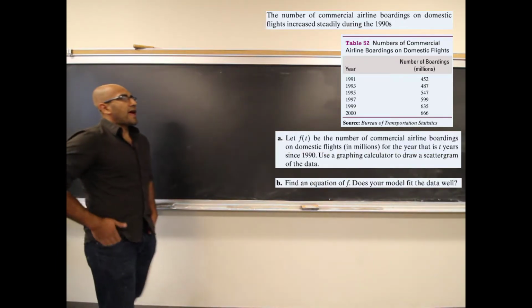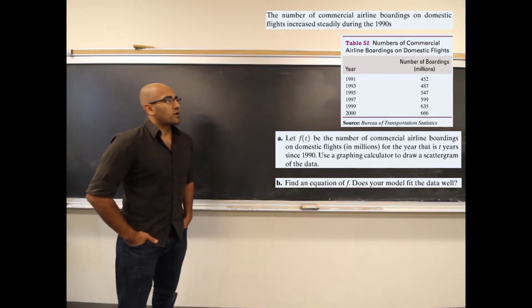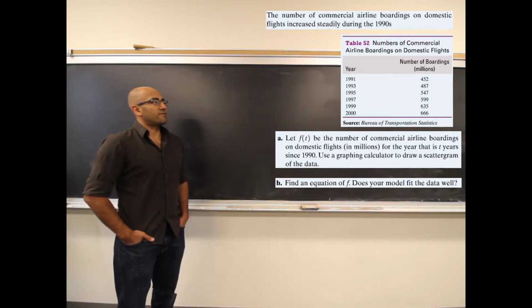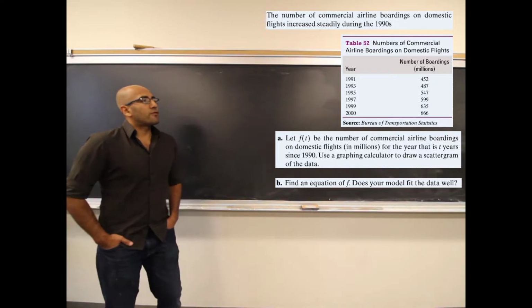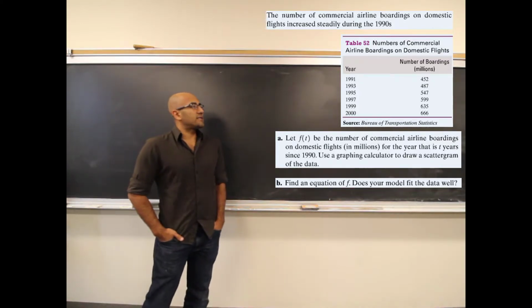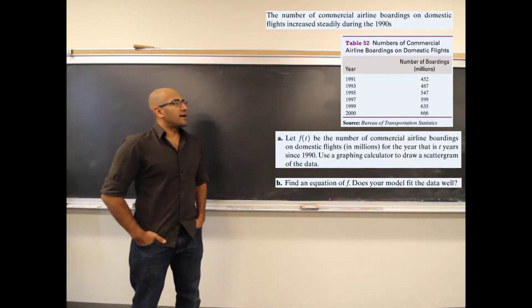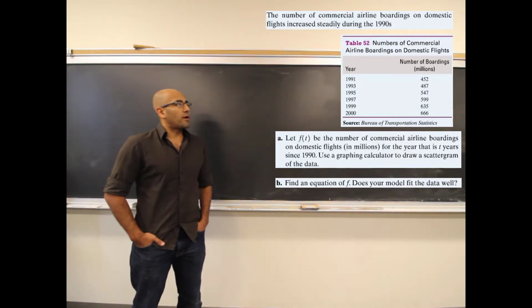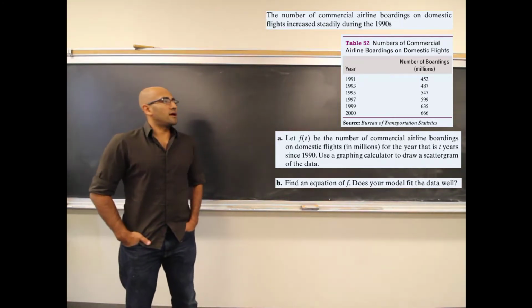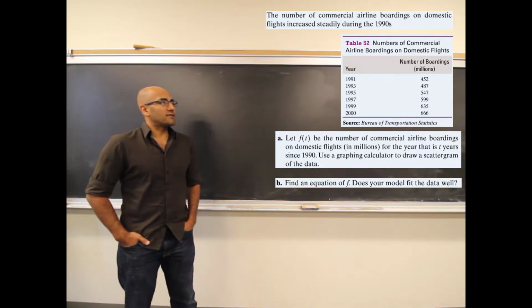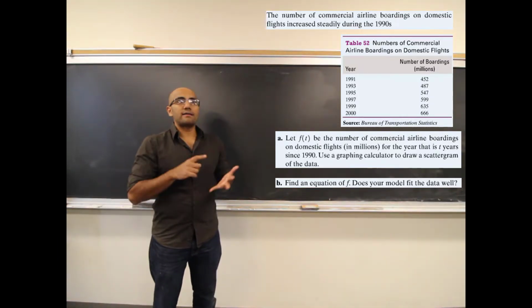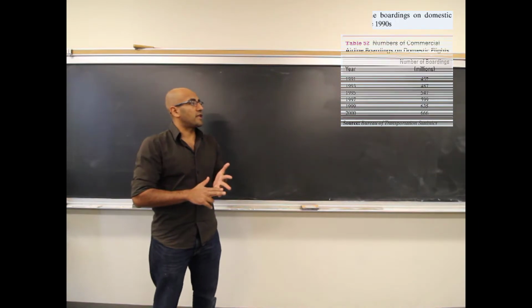Part A says let f of t be the number of commercial airline boardings on domestic flights in millions for the year that is t years since the year 1990. Use a graphing calculator to draw a scattergram of the data, and then we're good for part B. It says find the equation. Okay, so that's something we very often do in this class. Use our calculators to find the scattergram and then the regression line.